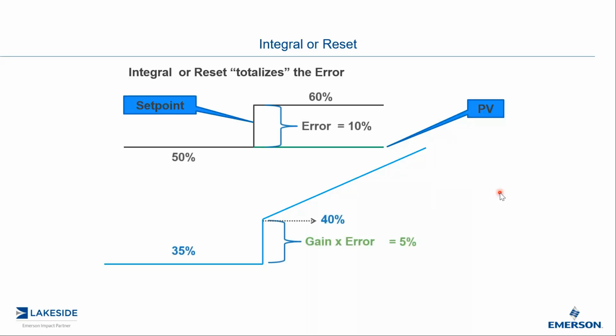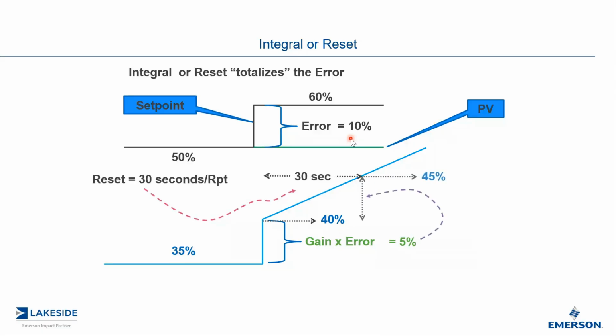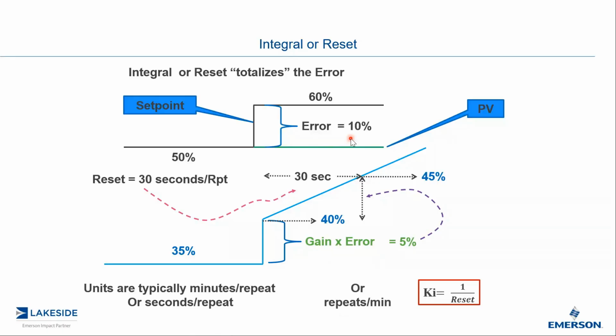Once again, let's put some numbers on there. PV is equal to set point here. I make my set point change from 50 to 60%, and I get an error of 10%. Let's say my integral action value is 30 seconds per repeat. So I make my change here, and here obviously is my proportional kick.